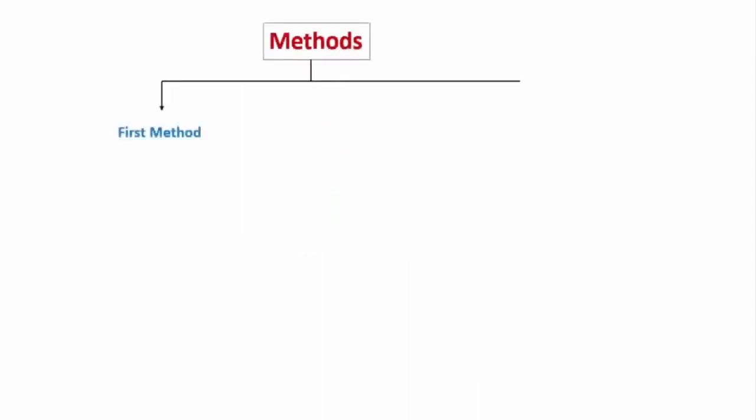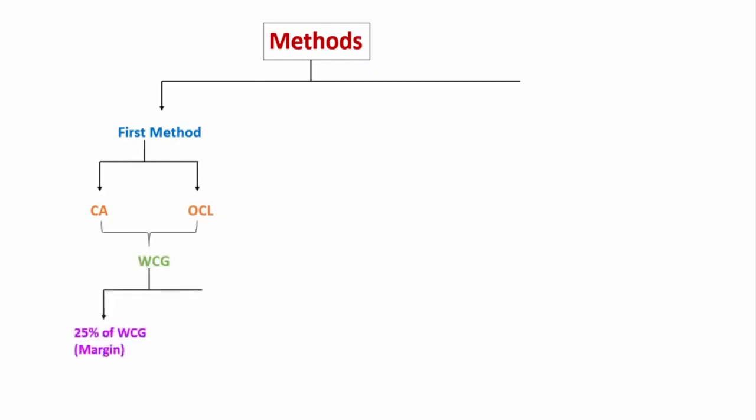The first method, where current assets will be funded in a certain portion by other current liabilities, it means there is going to be a working capital gap. Now this working capital gap, whatever is the figure, 25% should come from the owners, that is 25% of the working capital gap, and that will be called margin, and the balance will be funded by the bank in the form of cash credit. Okay, so this is the first method of maximum permissible bank finance.